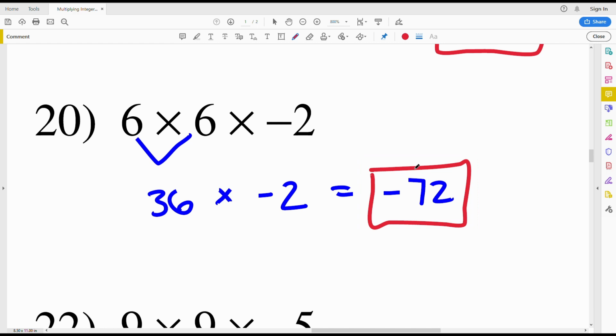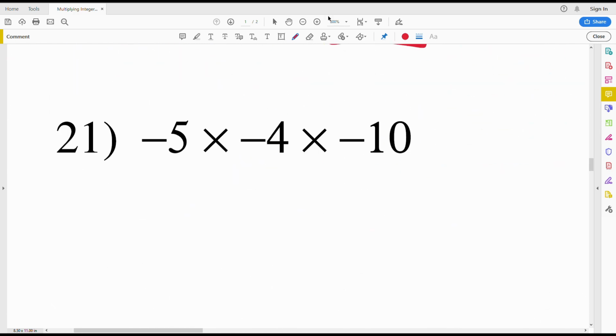Another way you could think of this problem is if you have your multiplication tables memorized up to 12, 6 times negative 2 is a negative 12, so then we just have to multiply that negative 12 by 6. And I know that 6 times 12 is 72, so 6 times negative 12 is a negative 72.